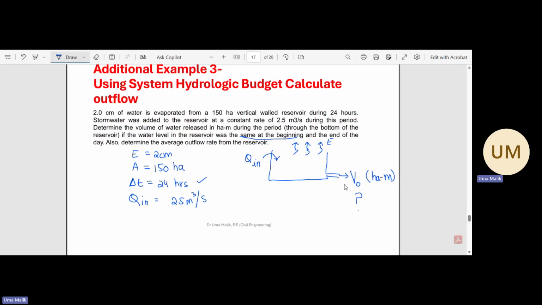So it is saying A, calculate V naught, B, calculate Q out or QO. That's how we are writing it. So QO is not known. We need to calculate that. So we are saying delta S is equal to 0. So there is no change in delta S.